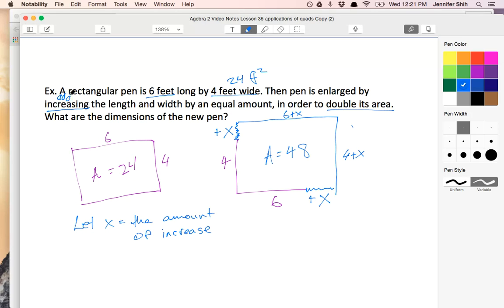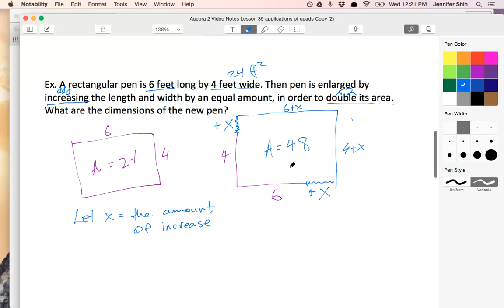These are really important words. Words like increasing or double. Double means times 2. Or of, which means to multiply. Those are all really important words in application problems. Okay, so double means we're going to multiply. We already did that. And then we're going to add x to both sides.